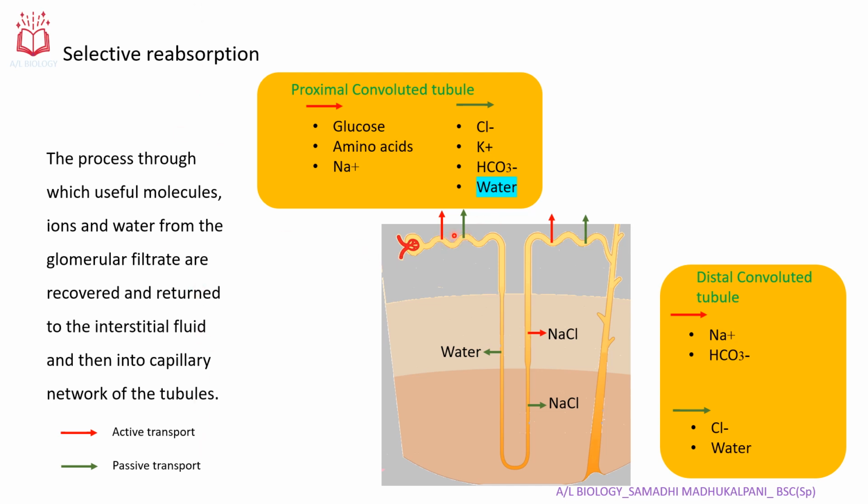These reabsorbed ions or solutes first enter into the interstitial fluid. Then they enter into the capillary network of the tubules. You know that there are the peritubular capillary network and the vasa recta capillary network. So these reabsorbed molecules enter into these capillary networks. Therefore, these valuable components can again travel through the body.